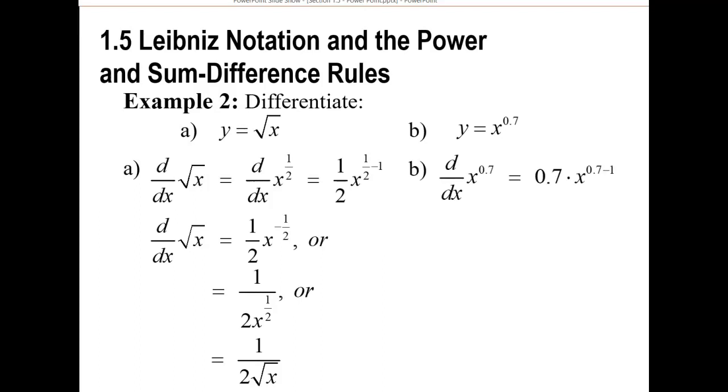X to the 0.7 power. Derivative rule says bring down the 0.7, make the new power 0.7 minus 1. So we get 0.7, and then x to the power of 0.7 minus 1 is negative 0.3. You could bring that down to the denominator and put the x on the bottom as a positive 0.3 if you'd like. They just didn't do that here.